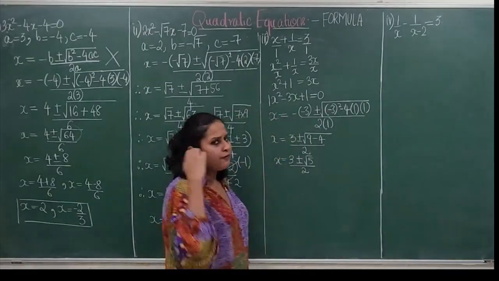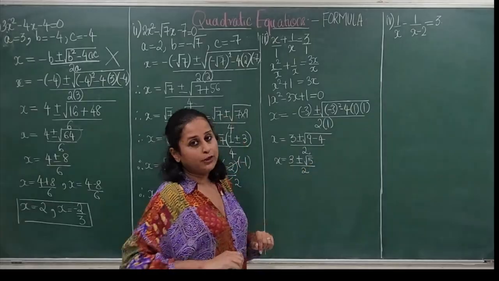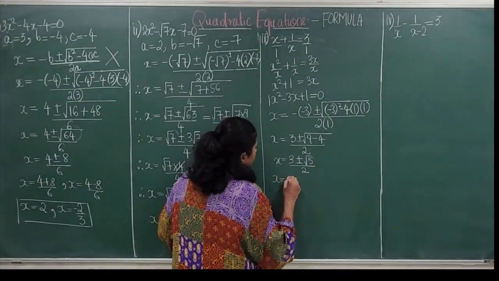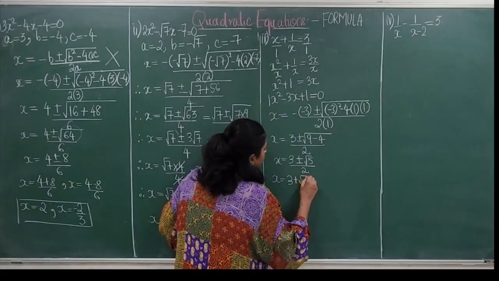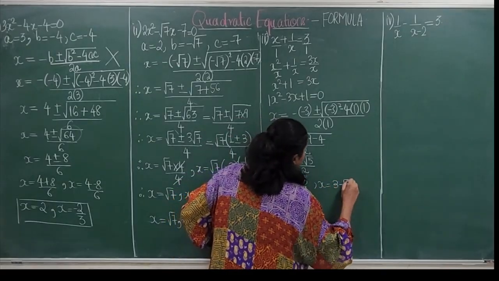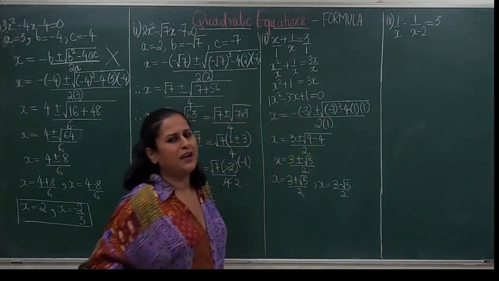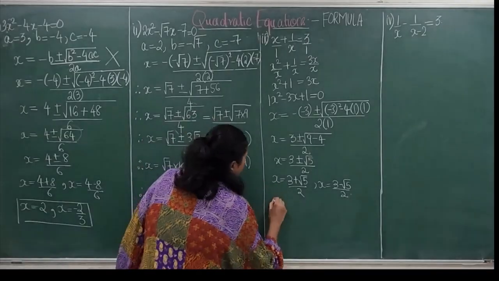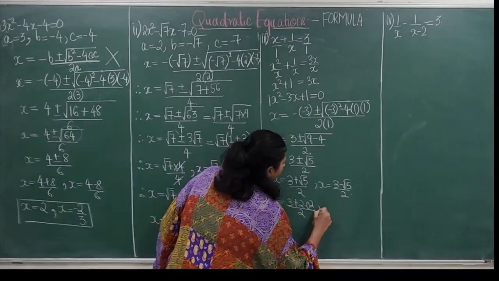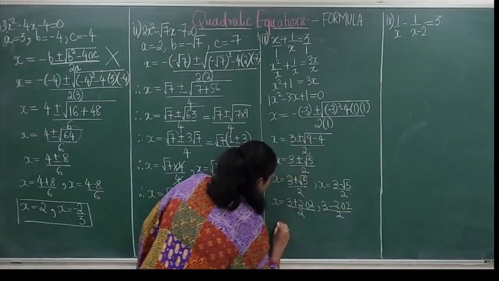Now root 5. See, we need to know the value of root 5. We can input it over here. Let us just input the values. So x is equal to 3 plus root 5 upon 2. And x is equal to 3 minus square root 5 upon 2. So the tentative value of root 5 is 2.02. So x will be equal to 3 plus 2.02 upon 2, or it will be 3 minus 2.02 upon 2.